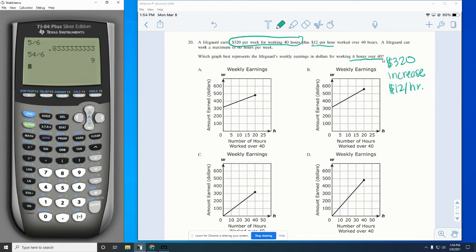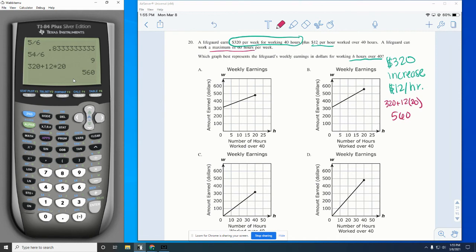Now, one thing that's important here too is they can only work a max of 60 hours. So that's why these all have endpoints. So if we start at $320 and you can get $12 an hour with a max of 60 hours total, that's an additional 20 hours. Remember, we're talking 40 hours over 40. So at 40 hours, they have $320. They can only work a max of 60. So that's where that 20-hour difference comes into play. So on my calculator, that would be a grand total of $560.